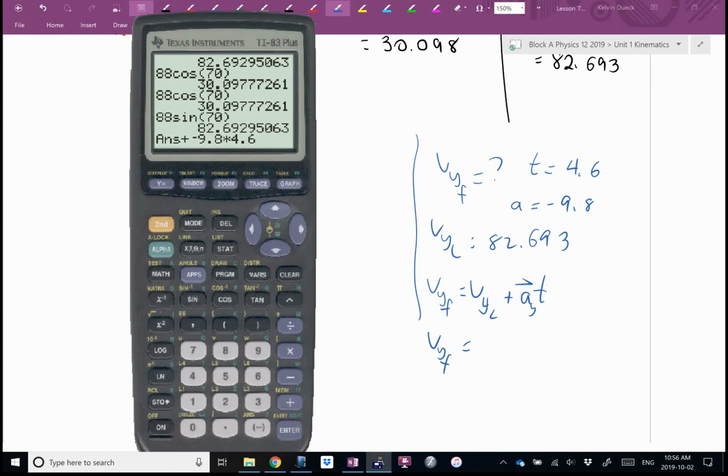10. You know what? If I was really in a rush, I would say it's going to be roughly positive 82 minus 10 times 4.6. It's going to be roughly positive 82 minus 4.6. I'm going to try it on your calculator, but you got a positive Vy, yes? It's on the way up. So if I was in a real rush, I could actually just multiply the time by 10, and if it's bigger than Vy initial, it's on the way down because whatever.